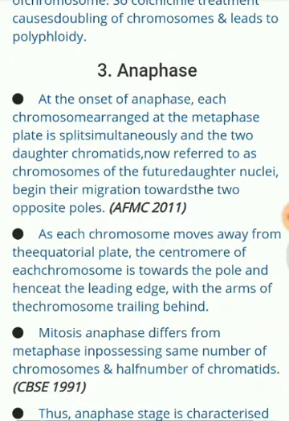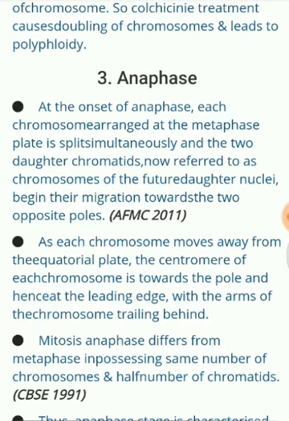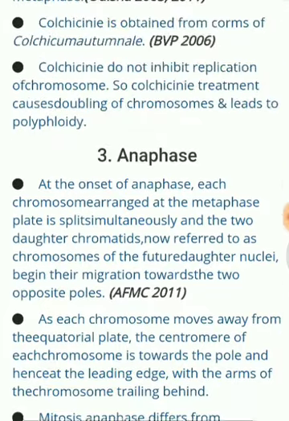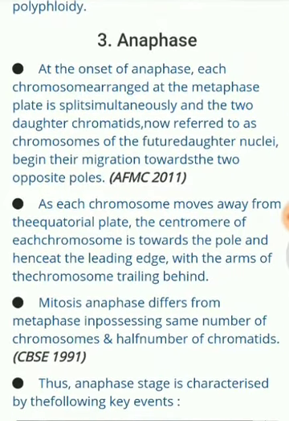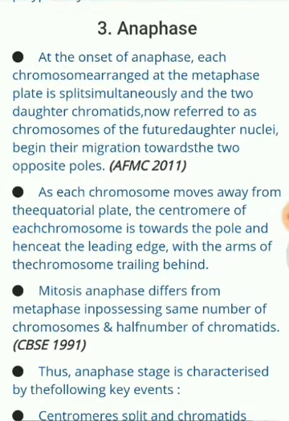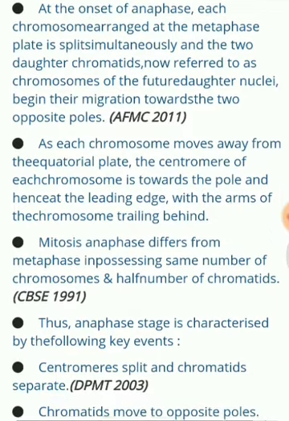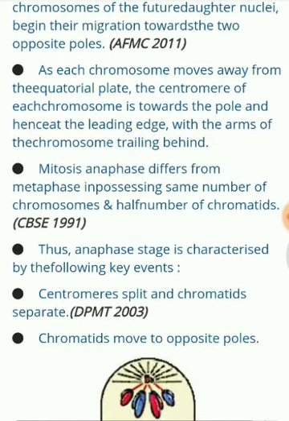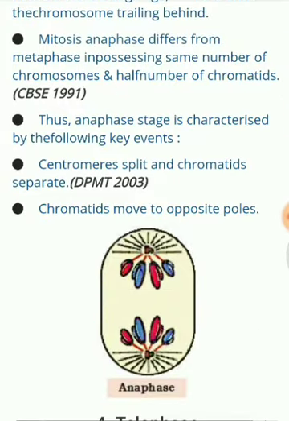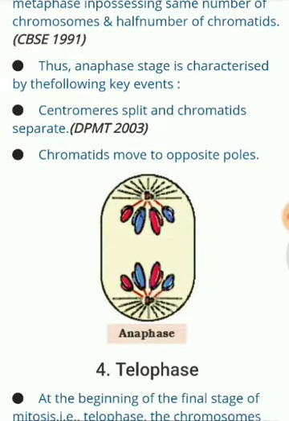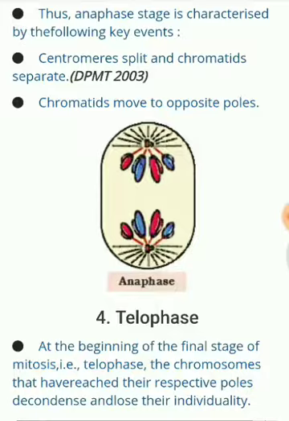Anaphase. At the onset of anaphase, each of the chromosomes arranged at the metaphase plate splits simultaneously, and the two chromatids, now referred to as chromosomes of the future daughter nuclei, begin their migration towards the two opposite poles. As each chromosome moves away from the equatorial plate, the centromere of each chromosome is towards the pole, and hence leads, with the arms of the chromosome trailing behind. Anaphase differs from metaphase in possessing the same number of chromosomes but half the number of chromatids. Thus, anaphase is characterized by the following key events: the centromere splits and chromatids separate. Chromatids move to opposite poles.